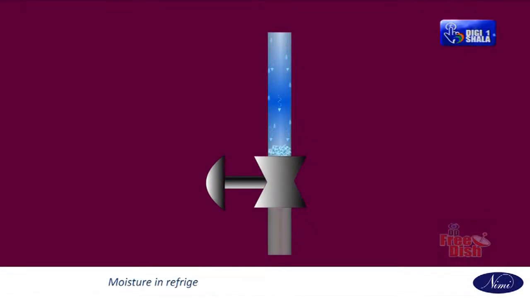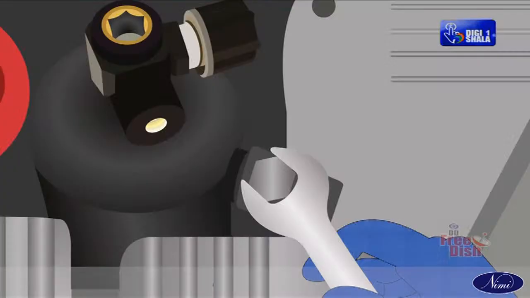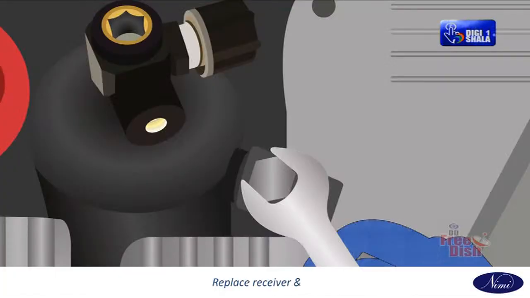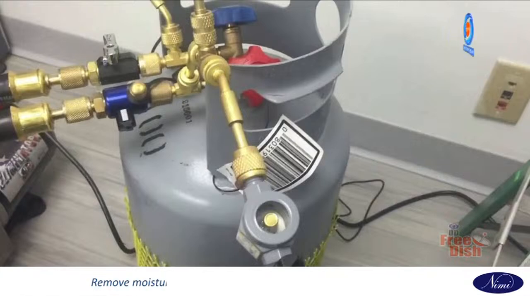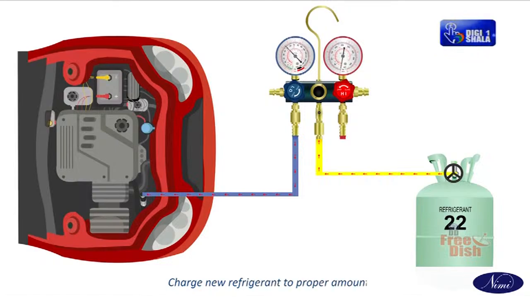Moisture in the refrigeration system freezes at the expansion valve orifice and blocks circulation of refrigerant. Remedy: replace receiver and dryer. Remove moisture in the cycle through the repeated vacuum purging method. Charge new refrigerant to proper amount.